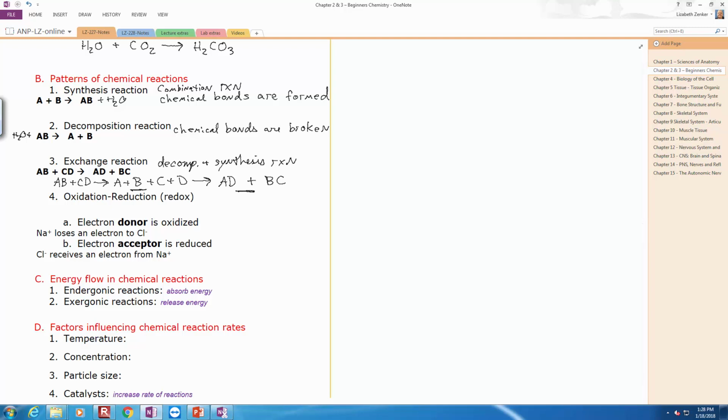So the nice thing is a lot of times the terminology used is telling you exactly what's going on, so don't overthink this stuff on exams, okay?